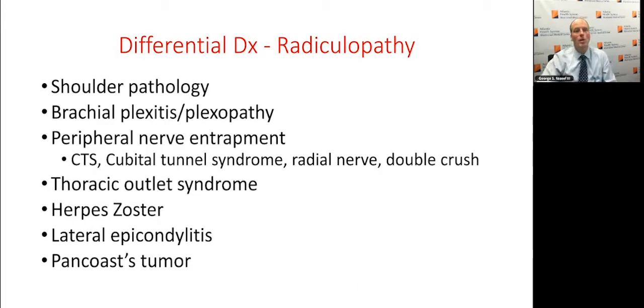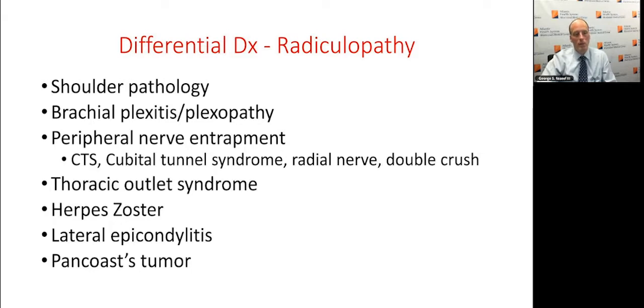The differential diagnosis for radiculopathy is pretty large. I've had plenty of patients referred to me who've had shoulder surgeries when in fact it was a C4-5 disc herniation, and vice versa. I've had patients who've come to me for a pinched nerve and it ends up being a subacromial impingement or glenohumeral arthritis. Brachial plexitis or plexopathy or Parsonage-Turner syndrome is a painful condition around the shoulder that often will mimic a radiculopathy. Frozen shoulder along those lines as well.